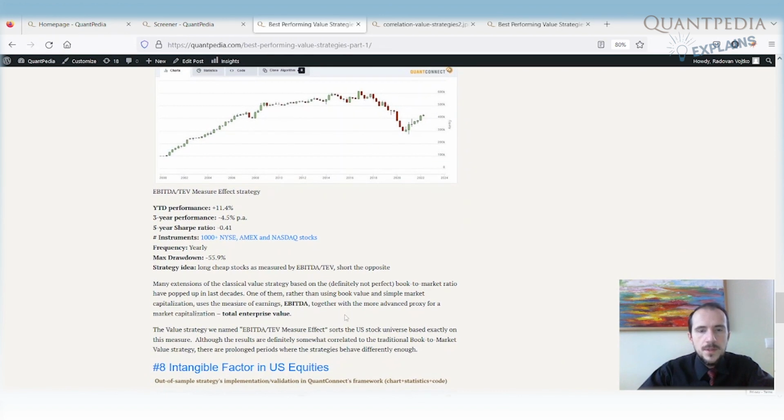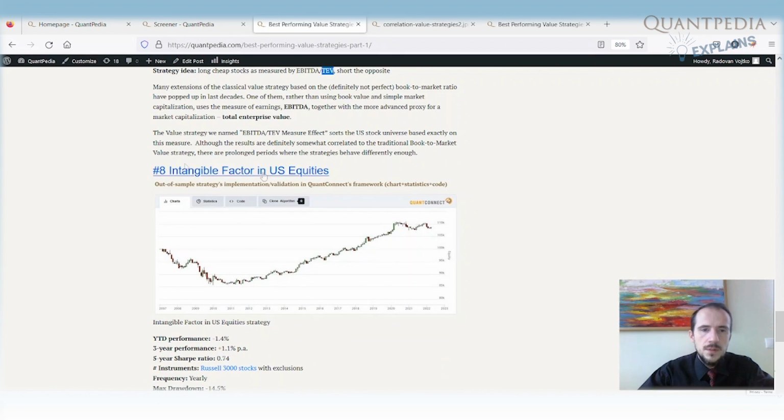Value strategy number 9 is the EBITDA/TEV measure effect. So what does it mean? We are using different value metrics. Instead of using the book to market ratio, we use a measure of earnings, EBITDA, which is earnings before interest, taxes, depreciation, and amortization, and we compare this earnings measure to total enterprise value. So that's a different way we can define value. It's only a little correlated to the previous book to market factor.